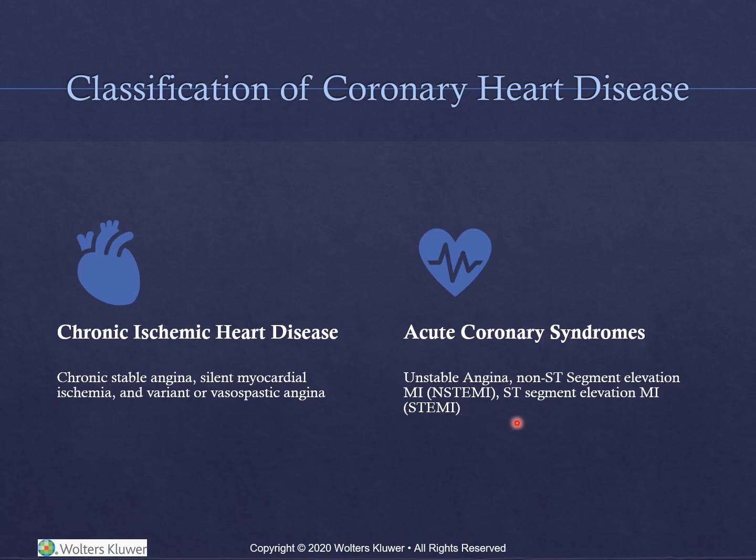Okay, so a little bit more about some classifications of coronary heart disease. We have two broad classifications and then some subclassifications underneath. So we have what we term chronic ischemic heart diseases. These are things like chronic stable angina, silent myocardial ischemias, and something called variant or vasospastic angina. And then the acute coronary syndromes, or ACS, are unstable angina, non-ST segment elevation MIs, or NSTEMIs, and ST segment elevation MIs, or STEMIs. So we'll talk more about each.